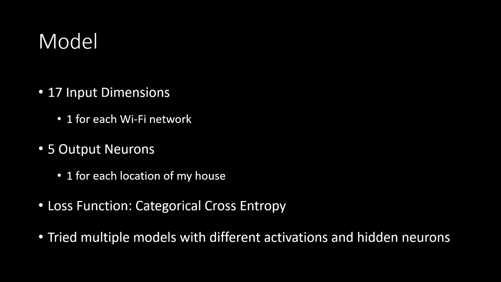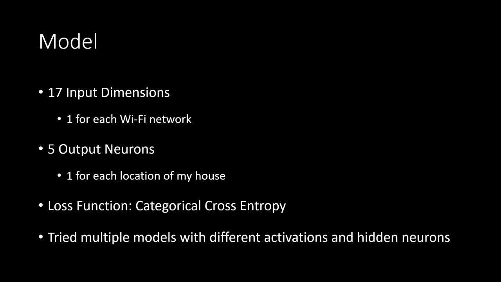So the model, like I just said, had 17 input dimensions, one for each Wi-Fi network that the microcontroller could see. There were 5 output neurons, one for each of the locations in my house, like on that data sheet, one for each of the targets. The loss function was categorical cross entropy because it wasn't binary. It wasn't a yes or no, one or the other. There were 5 different locations that could be determined from this, so categorical cross entropy was the correct loss function to use.